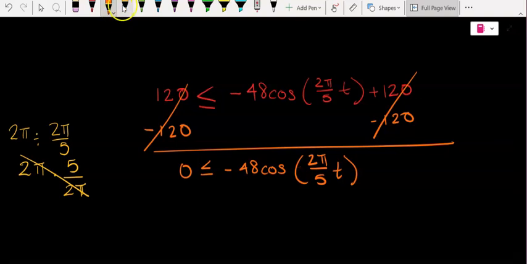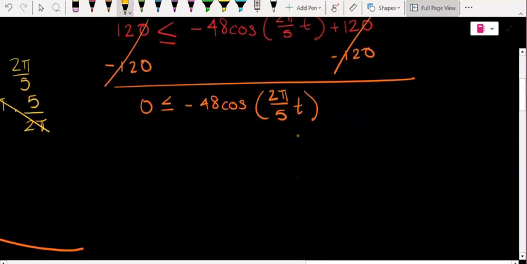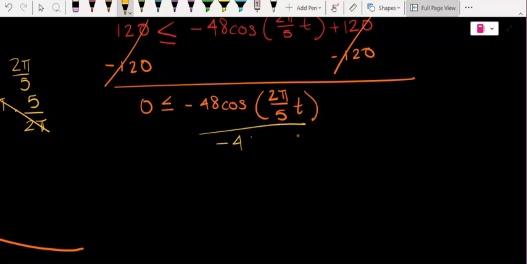Okay, so this is no different than anything else so far that we've been doing. And now I've got to get my trig function by itself. So that means that I've got to get this negative 48 over to the other side. So let's go ahead and do that. So when I do that, I've got 0 divided by negative 48. Well, 0 divided by anything is still going to get me 0.